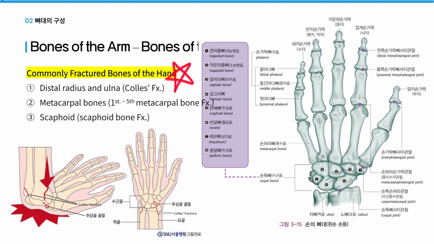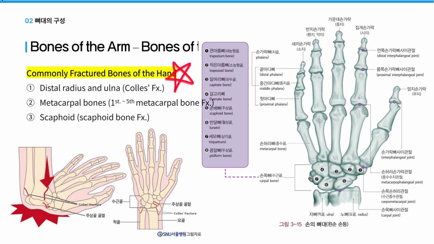Third, the scaphoid, one of the carpal bones. Scaphoid fractures are common in young people and athletes from a fall onto an outstretched hand, and they're notorious in clinical practice because the scaphoid has a poor blood supply. If missed on X-ray, it can lead to avascular necrosis, so it's a fracture we always need to keep in mind.